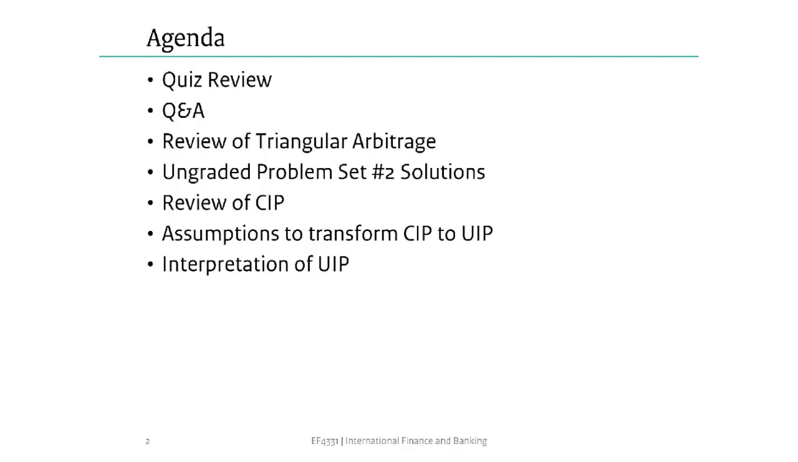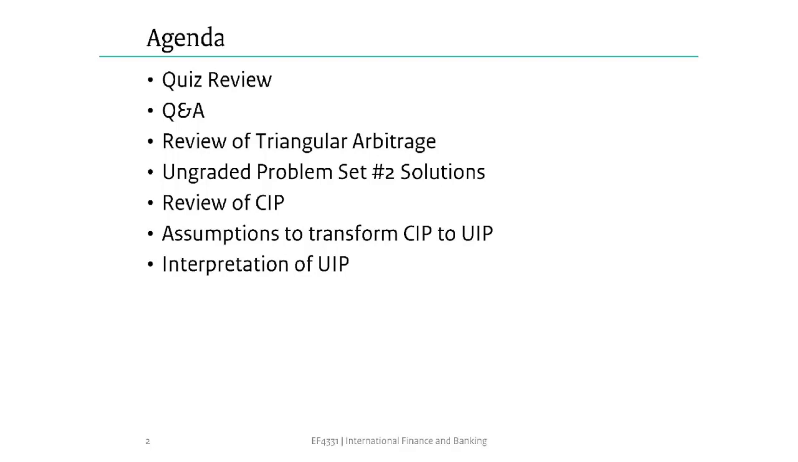And then I'll go over triangular arbitrage, which was the last exercise we talked about before we went on break. I think I went through it too fast, and some people sent me some questions about it during the break, so I'm going to go over it very slowly so that everyone understands how to solve the problem, as well as the intuition behind why it's solved this way. Okay, and then I'll go over the ungraded problem set number 2.